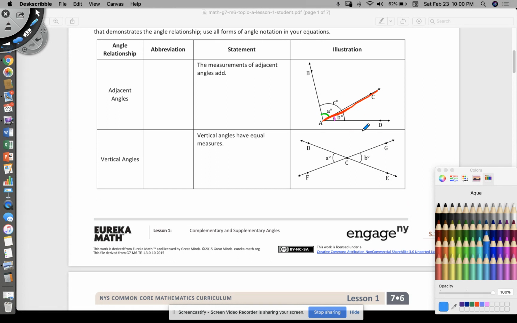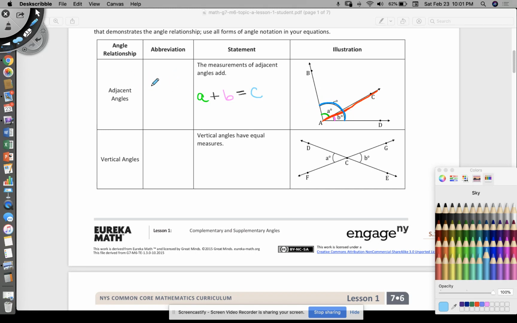But adjacent also means I can put these two angles together to create one larger angle, which they have here represented as C. All right, so when we write our statement, we can say A plus B equals the C. Okay?